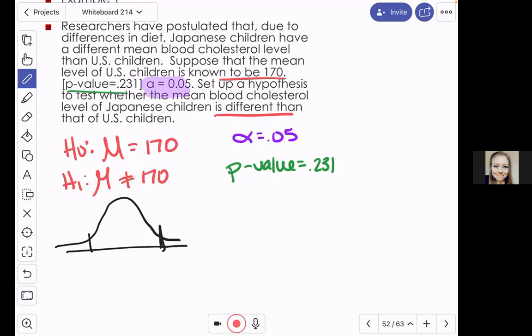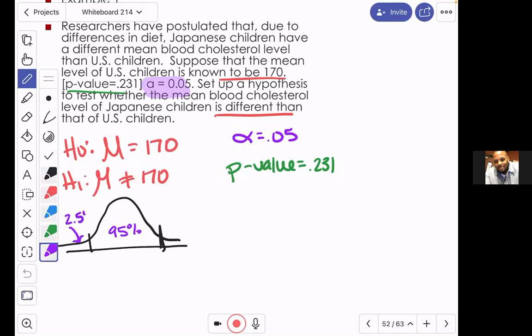97.5. Try it again, that's the actual value. What is the confidence level? 95, right? 95 corresponds to 95% sitting on the inside. And how much is sitting on this side then? 2.5. How much is on this side? 2.5, right? Everybody understand that?